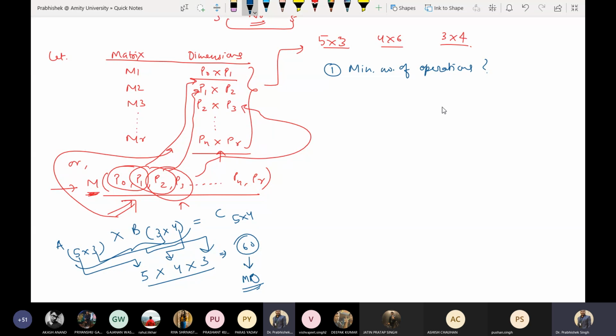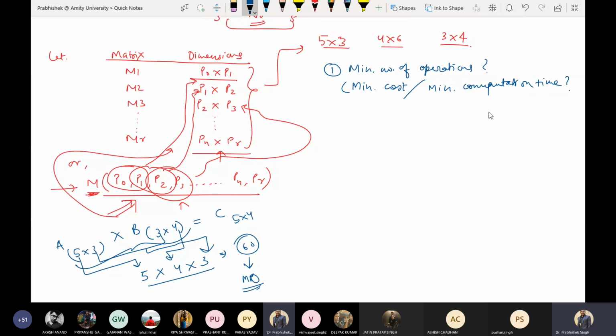But the question can be asked in this form also: what is the minimum number of operations while multiplying these matrices. Or they can ask you what is the minimum cost. If they ask what is the minimum cost, it means the same thing: the minimum number of operations required for the multiplication of all these matrices. Or they can also ask you what is the minimum computation time.